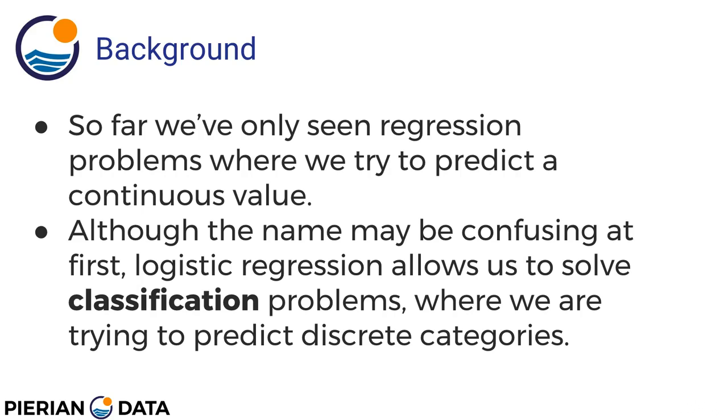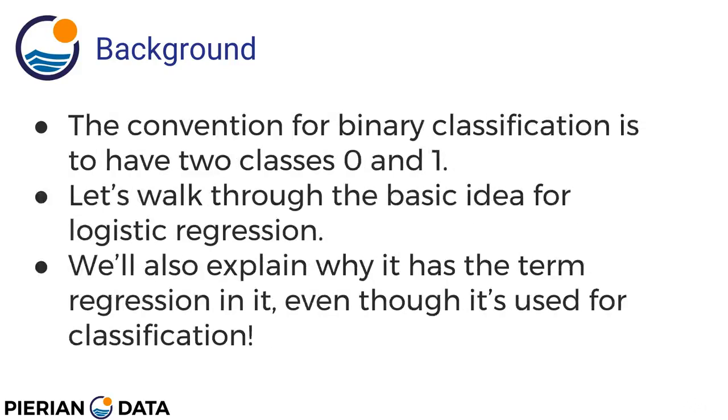So far we've only seen regression problems where we're trying to predict a continuous value. Although the name may be confusing at first, logistic regression allows us to solve classification problems, where we are trying to predict discrete categories. The convention for binary classification is to have two classes at 0 and 1, and we're going to walk through the basic idea of logistic regression. We'll also explain why it has the term regression in it, even though it's used for classification.